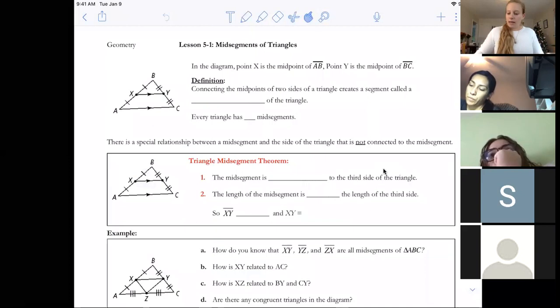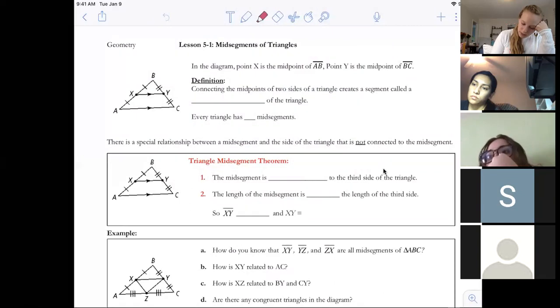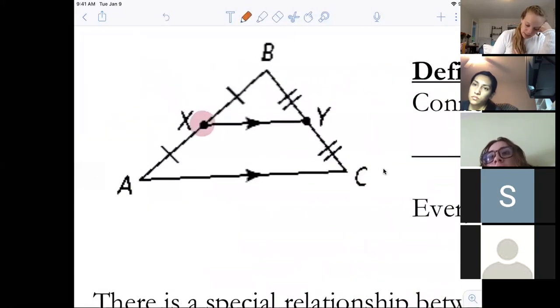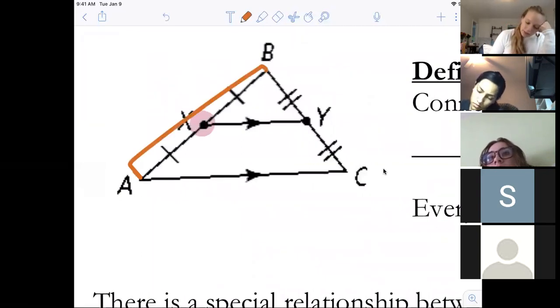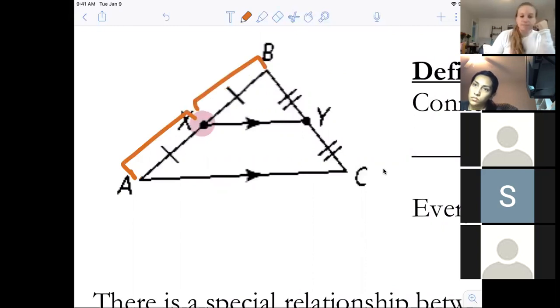This is a new concept, but it's using an old concept that we already know. Mid-segments is a new word, but what's not a new word are midpoints. We've done midpoints before. It says X is the midpoint of AB. That means that X is halfway between A and B, and so the segment between them, A to X, is the same as B to X. Same idea on the other side for B.